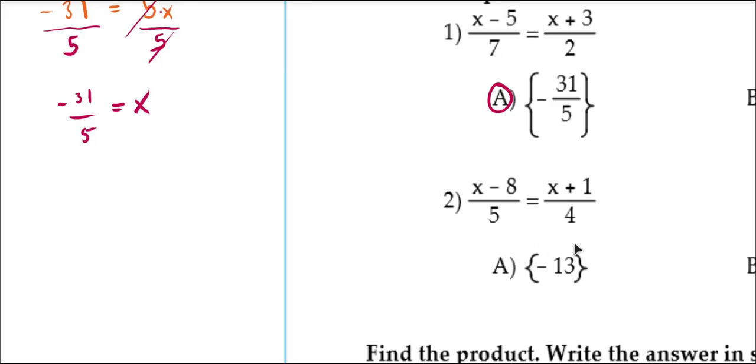Question number 2 asks us to solve a very similar equation. You should pause the video and attempt each one of these before watching me do it to try to figure out what you don't know in preparation for the test. So give number 2 a shot, and then let's see how you did.